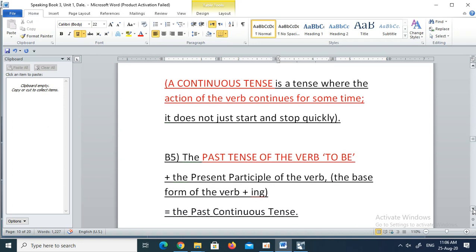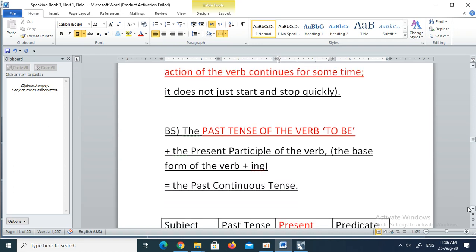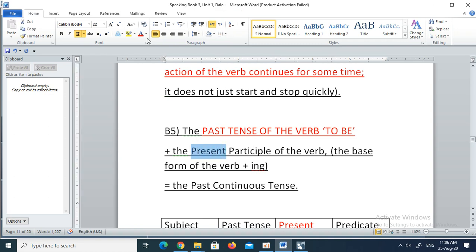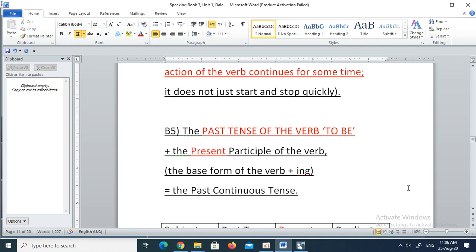Okay. When we use the past tense of the verb to be plus the present participle of the verb, again, that is the base form of the verb, plus ing, we are then making the past continuous tense.